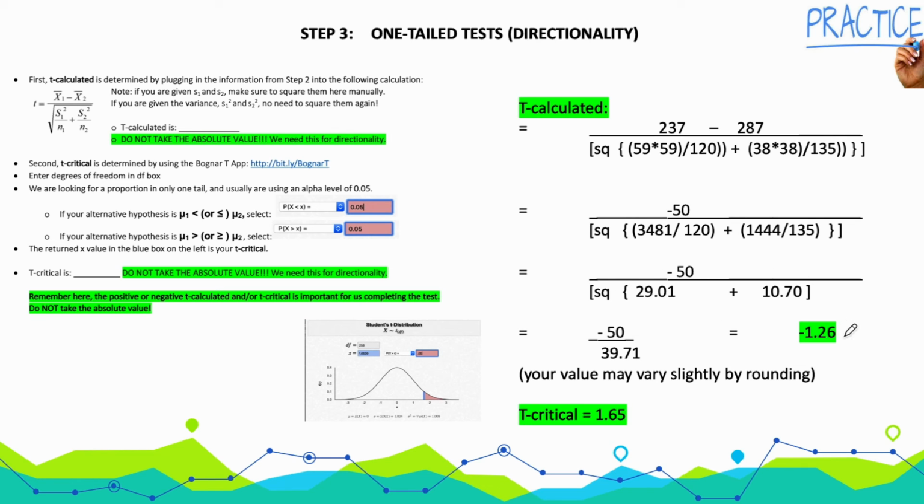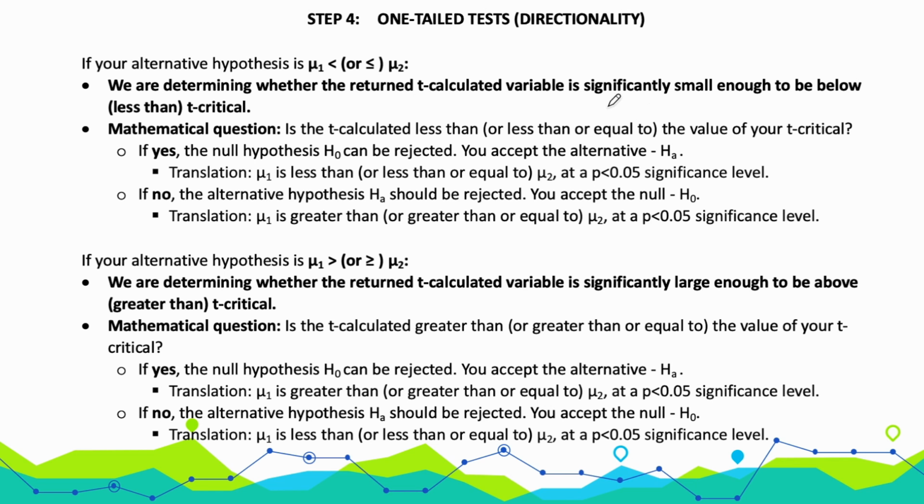And then I'm given our t-calculated value by calculating this, and I do not take the absolute value. I like that it's negative. That's important for our calculation. Then I figured out t-critical by using the Bognar T app, making sure that the directionality is aligned correctly, and then I've entered the correct degrees of freedom and our alpha value into the app, and I've returned the value of 1.65 as t-critical.